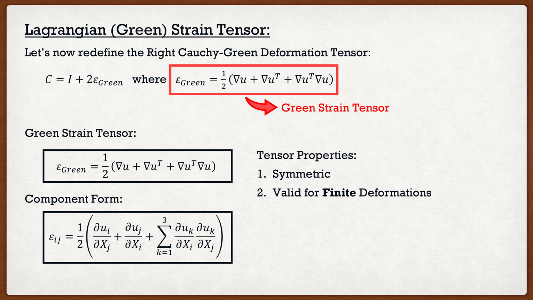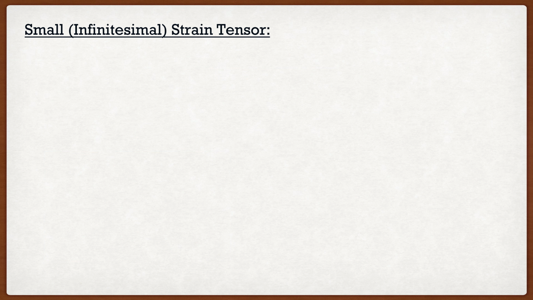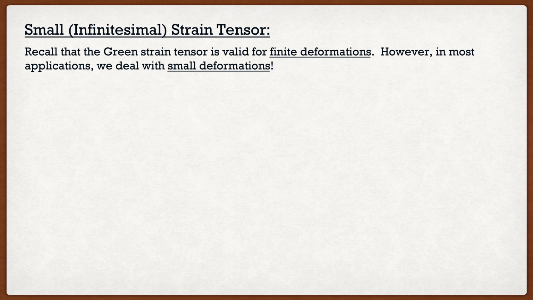However, we're going to discuss something else, which is the small strain tensor. And it relates to the fact that we just talked about. Remember that the Green strain tensor is valid for finite deformations. However, in most applications, we deal with small deformations. Again, I just want to emphasize this: this course is meant for civil engineers, or more directed towards civil engineering. Therefore, when we're dealing with buildings, we expect small deformations. If your building is going crazy and deforming a lot, well, that's typically not a good thing. So this is why we deal mainly with small deformations.